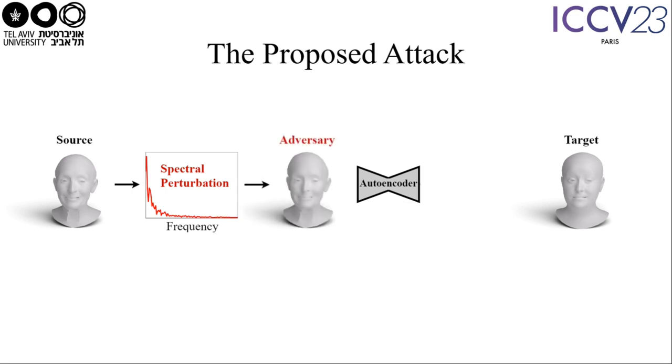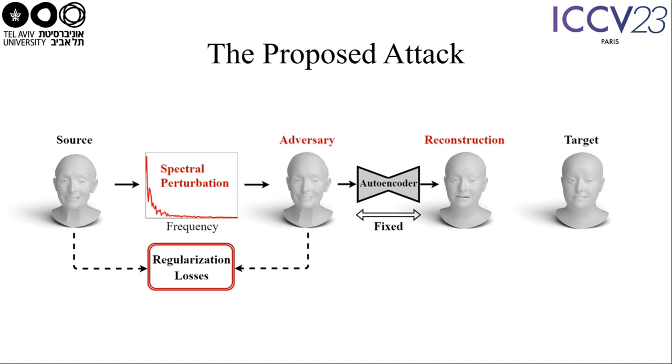The malicious mesh then passes through the autoencoder and we get a reconstructed output. While the weights of the autoencoder remain fixed, we use a loss function to optimize the spectral perturbation parameters. Our loss function reconciles two contradicting demands. On the one hand, we want to induce a small and unapparent change to the source shape. On the other hand, the adversarial shape must be sufficiently different from the source to effectively mislead the autoencoder and cause the target reconstruction. While SAGA is formulated in a white box framework, we show in our paper that it is also highly effective in a black box scenario against unseen autoencoders.